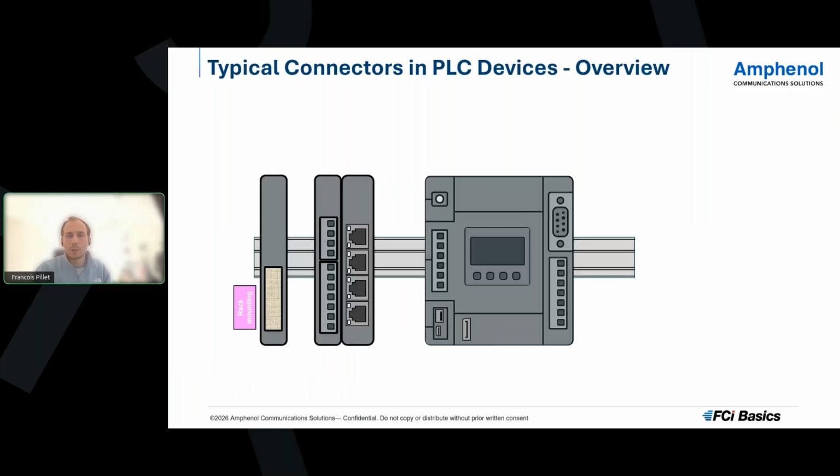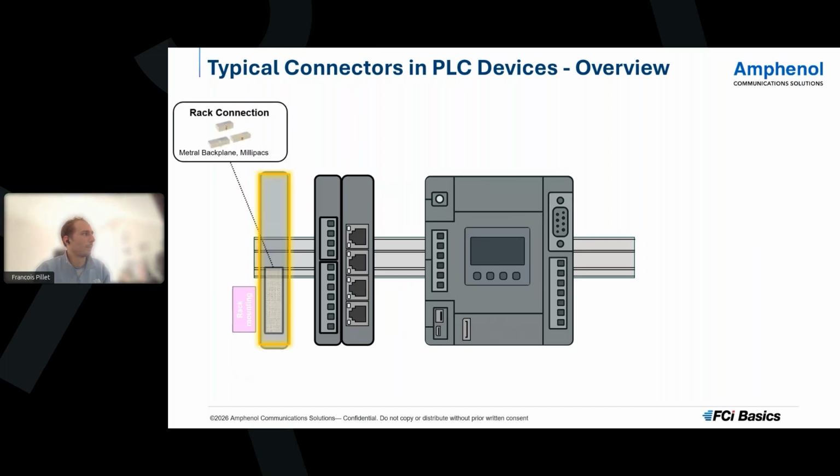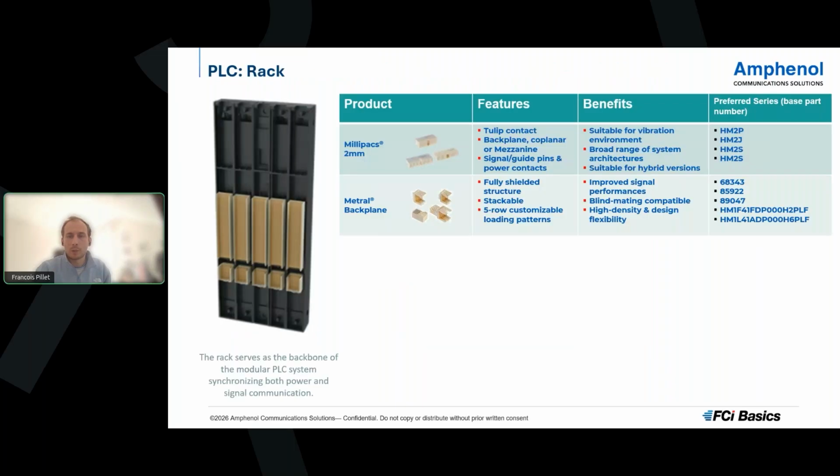The final stage of our teardown concerns the backbone of the PLC structure, which is the rack connectivity. Among our rack connectors, you can find two main series. MediaPax 2mm, whose two-lip contact design can withstand vibration environment and be adjusted in backplane, coplanar, or mezzanine configuration. Metrol series with shielded structure for improved signal performances. Its stackable design allows blind mating compatibility so that customer can design high-density configurations.